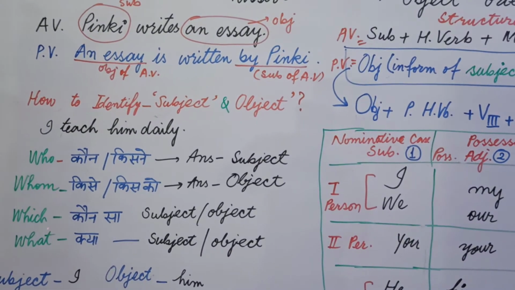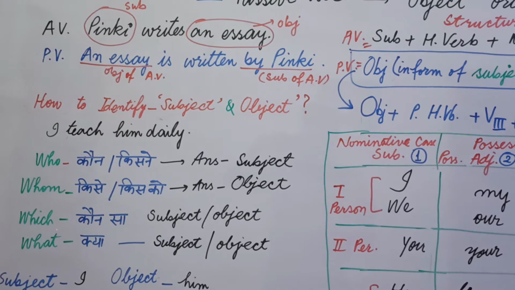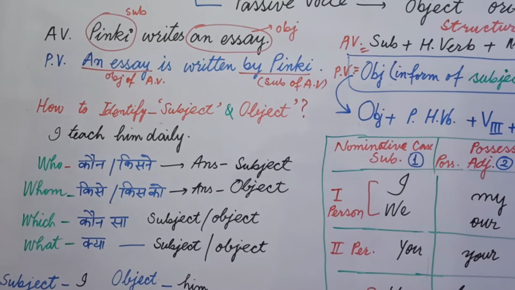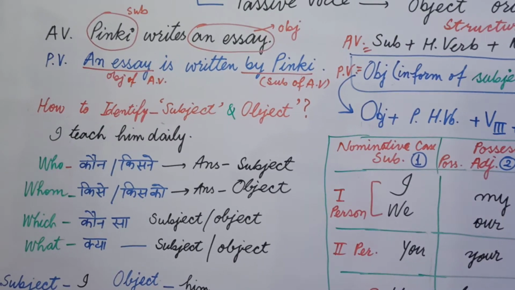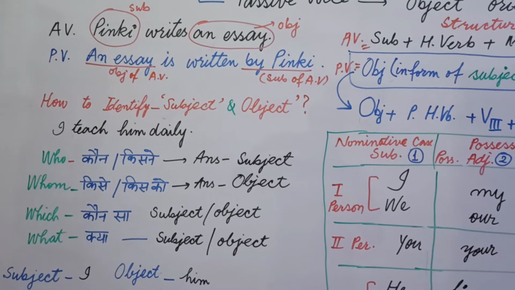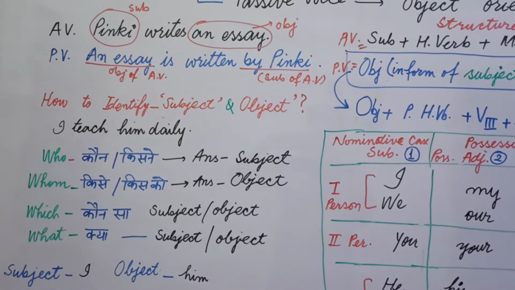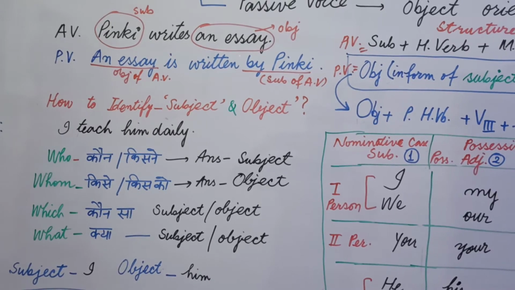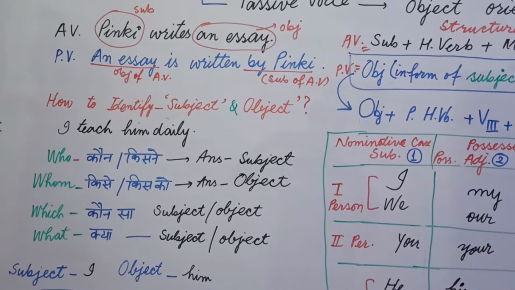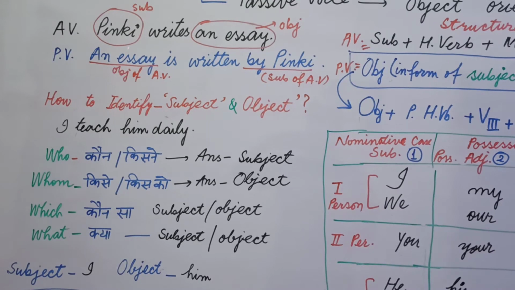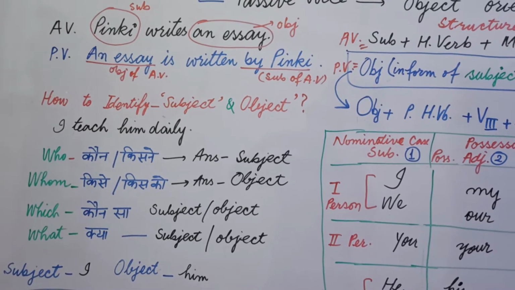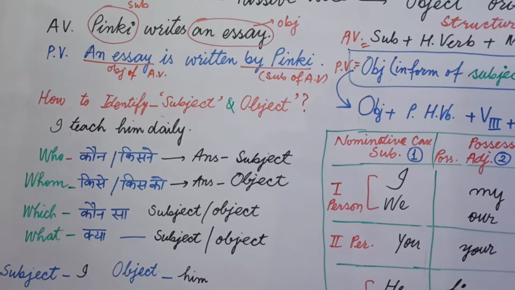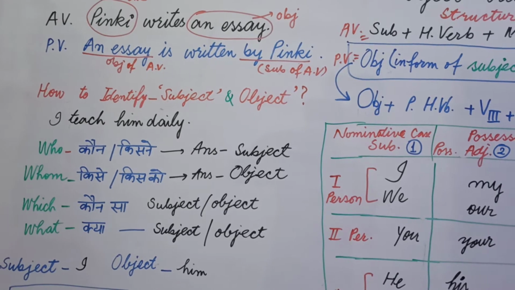What and which are used for non-living things generally. What is written? Or in other words, if in slang usage I say whom, you are writing an essay. What? You are writing an essay. It means an essay isn't writing, but an essay is being written by Pinky. It means an essay is not a doer, it is an object.